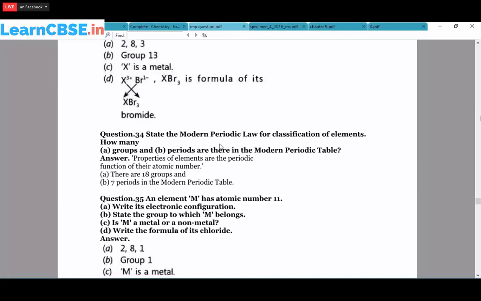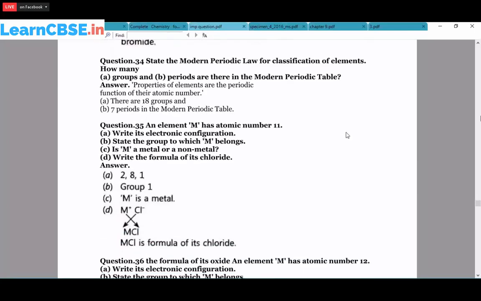Okay, state the modern periodic law for the classification of the elements. How many groups and periods are there in the modern periodic table? The properties of elements are a periodic function of their atomic numbers. We arrange the elements in the modern periodic table by atomic number, not by atomic mass. There are 18 groups and 7 periods in the modern periodic table.